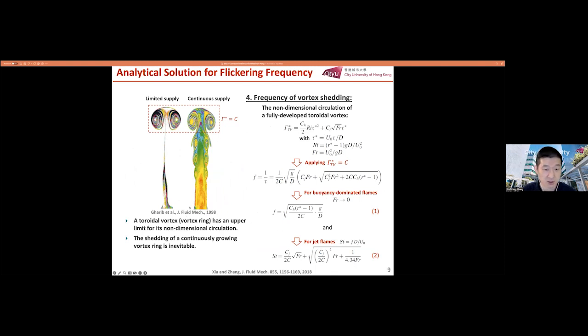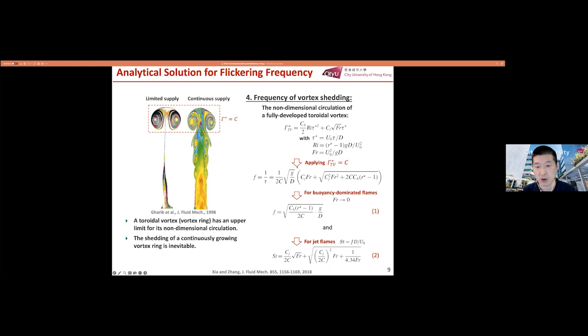And then we just apply a general, very universal criterion. Fluid mechanics researchers discovered this a long time ago, that for a quite wide range of flow phenomena, the toroidal vortex will shed off from the main flow as long as its circulation reaches a limit. This limit only slightly changes with flow parameters. You can basically check this is a universal constant, C. So then we just set the total circulation of a toroidal vortex equal to this universal constant C, and then we can solve for the frequency in this way.